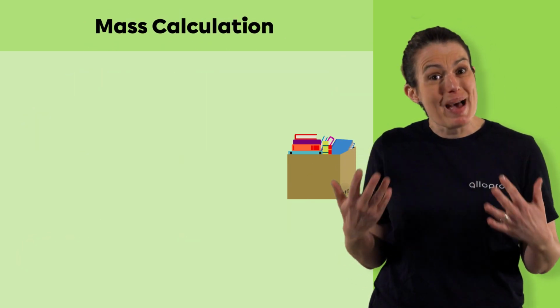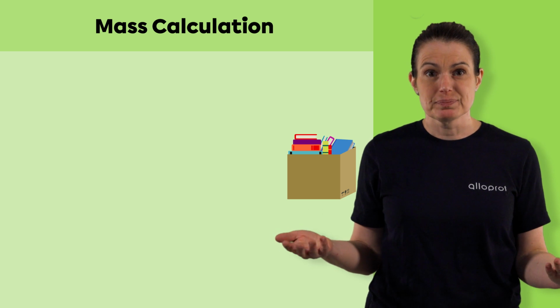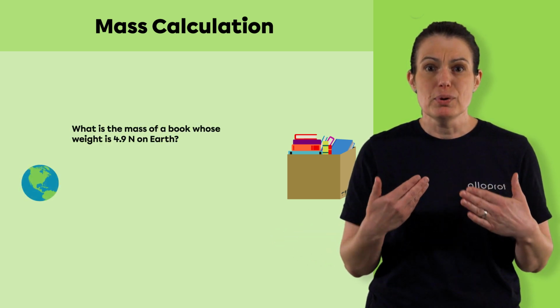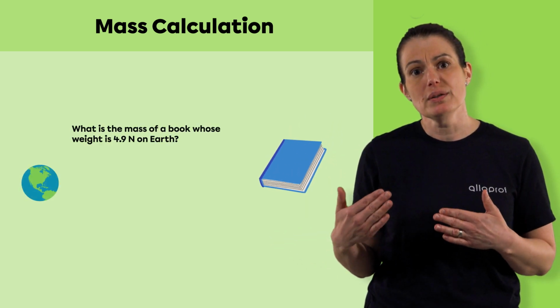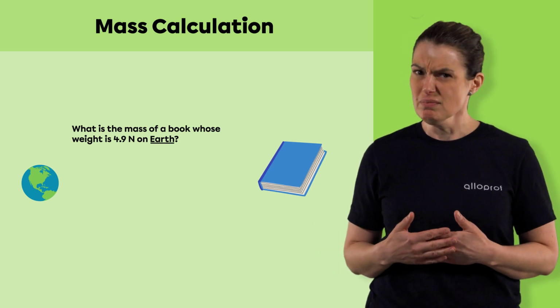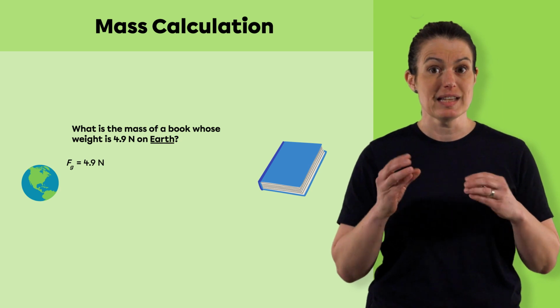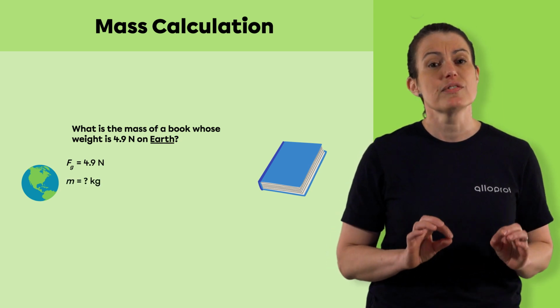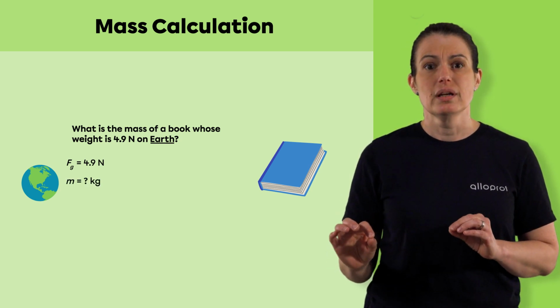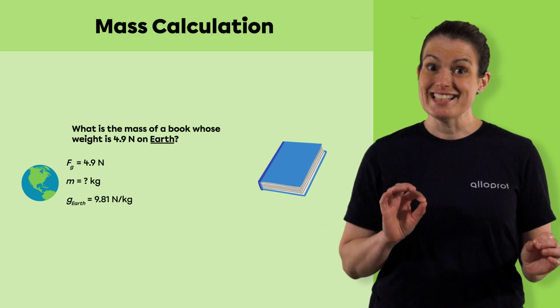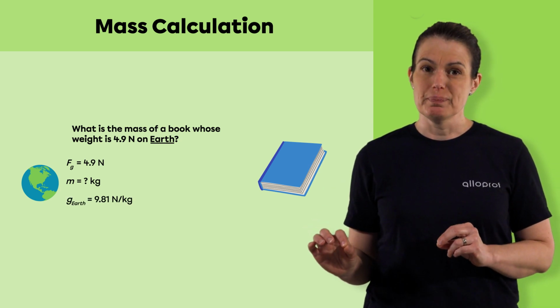What if we had to find the mass of an object from its weight? What is the mass of a book whose weight is 4.9 newtons on Earth? The weight of the book, Fg, is 4.9 newtons. The mass, m, is the unknown, and its value is in kilograms. The Earth's value of g is 9.81 newtons per kilogram.